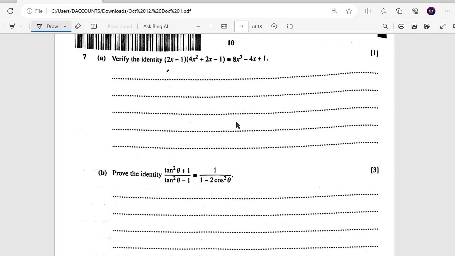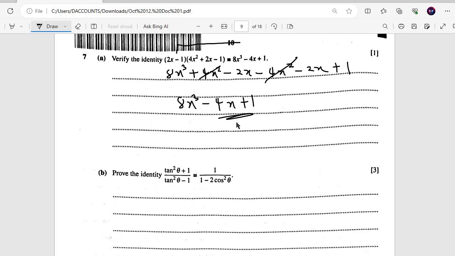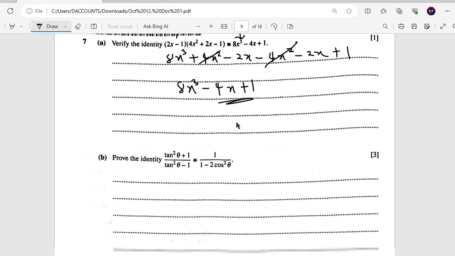2x times 4x, 8x cubed plus 4x squared minus 2x minus 4x squared minus 2x plus 1. So this is out. What's left? 8x cubed minus 4x plus 1. So it's correct, which means this is the same thing as this. Take note.